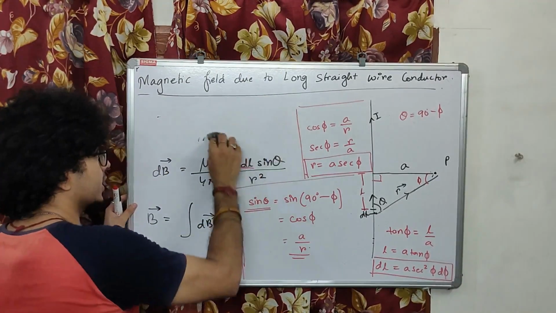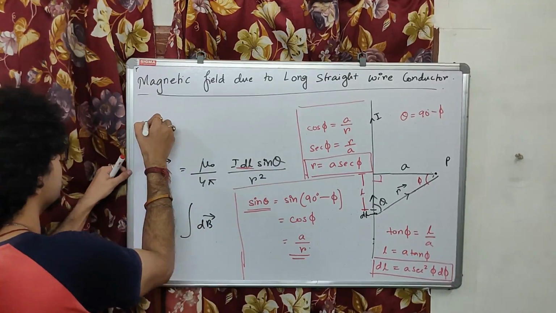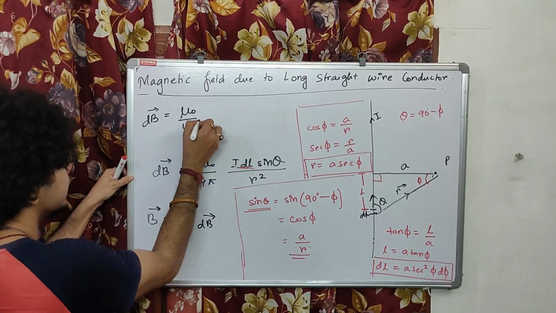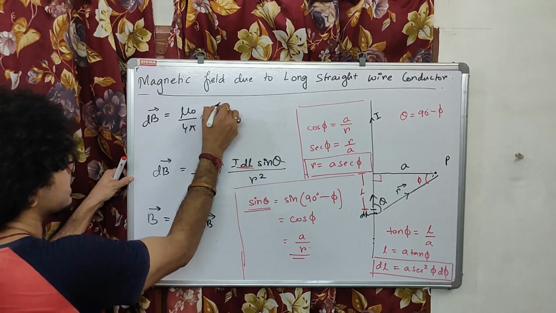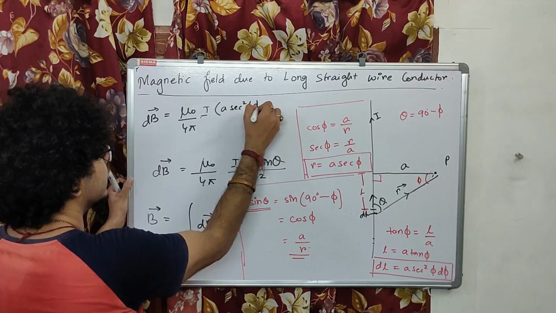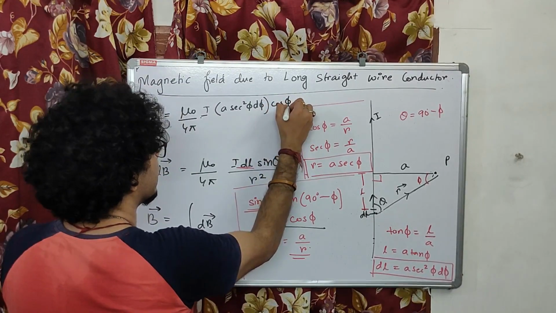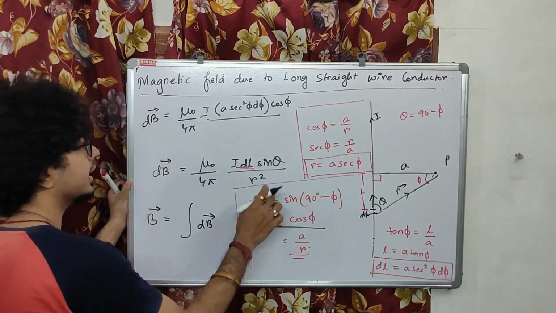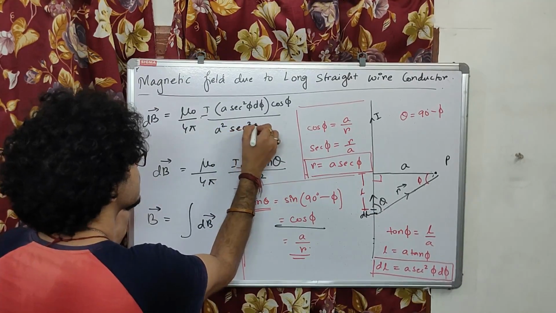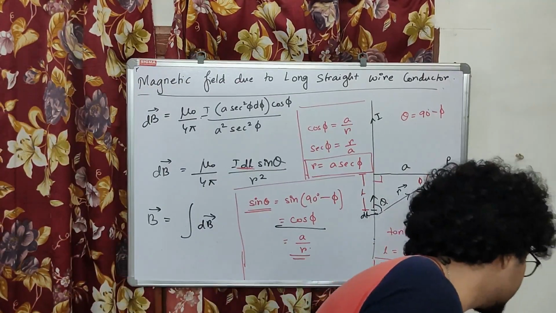Please follow this part. I am writing over here. Now I am going to write dB is equal to mu naught by 4 pi. In place of dl I have to write a sec square phi d phi. In place of sine theta I am going to write cos phi. Now here in place of r square, I have to write this, so this comes out to be a square sec square phi. Got it? So this is what you get.